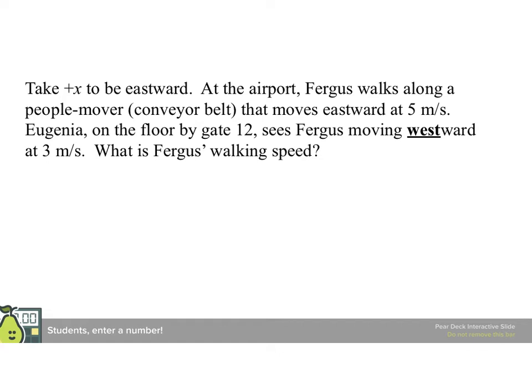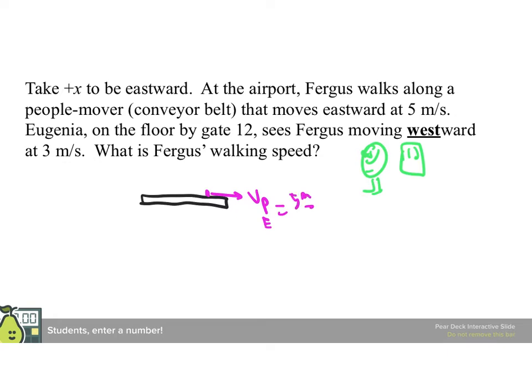So now, again, if we draw our picture, here's the people mover. Here is Eugenia out here at gate 12, and for whatever reason, bizarrely timing. We have that the people mover is moving this way, and so she again sees that the people mover is moving relative to her at 5 meters per second. A point on it is getting closer to her at 5 meters per second, say.